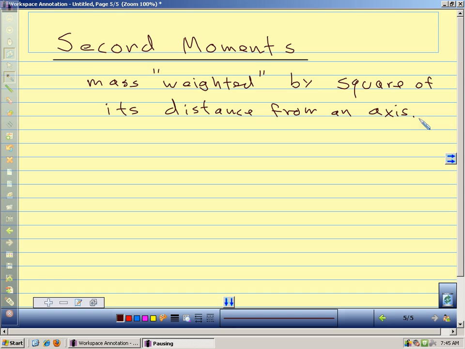We're just weighting it by the square of the distance. So instead of putting x into our integral, we're going to put x squared, and that would be the second moment about the y-axis. Instead of y, we're going to put y squared. That's the second moment about the x-axis. The name that you'd be more familiar with for second moments is moment of inertia.